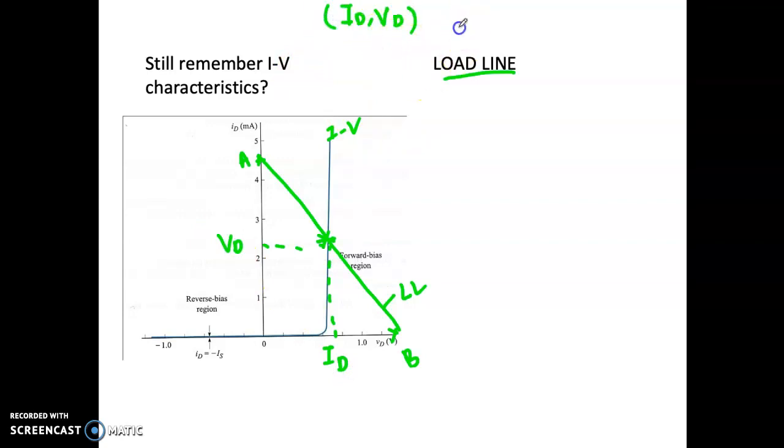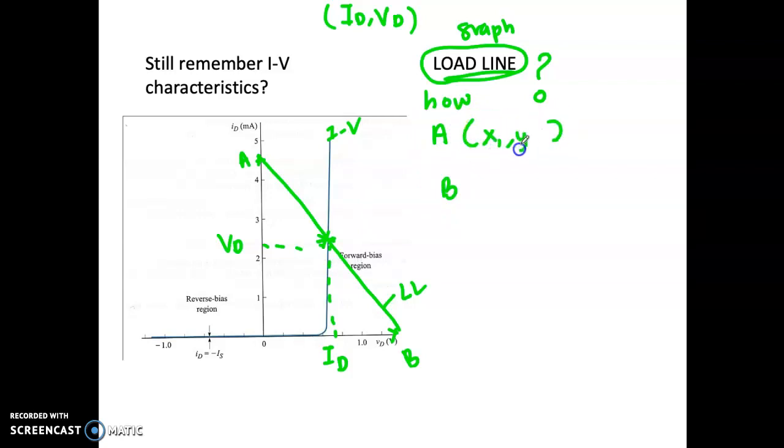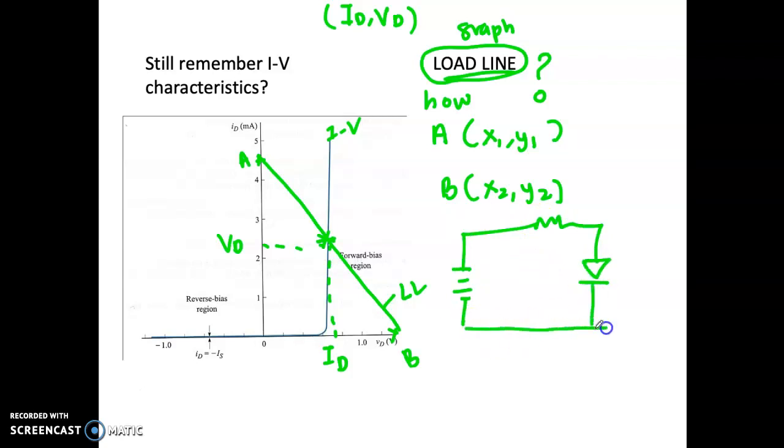Since this is a graphical approach, we need to find this load line. How are we going to find it? We need to find point A, and we also need to find point B. So this is X1, Y1, for example, and X2, Y2. How can you get these coordinate points? This graph of IV is from a circuit. Let's say the circuit here is a supply, a resistor, and the diode.